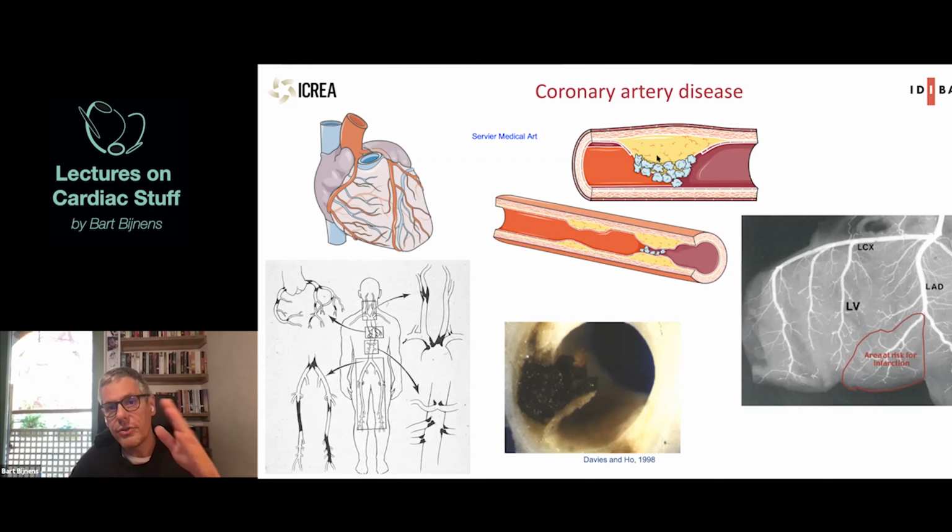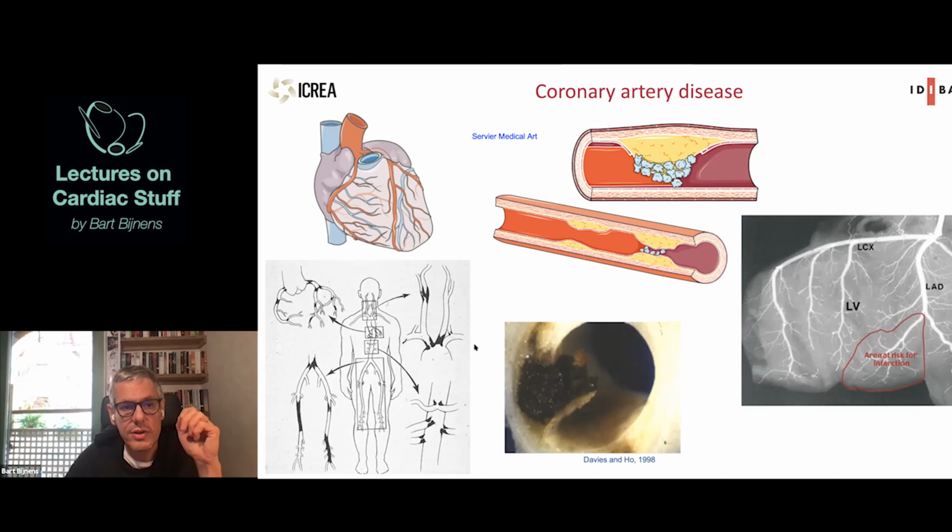Now, there is a lot to do with the composition of these plaques, and whether this is a stable plaque or an unstable plaque, because these plaques can be calcified. Calcified plaques are relatively easy to detect, for example, with CT imaging, but calcified plaques are probably more unlikely to rupture than a pure lipid plaque, for example. But again, that's a discussion for some other time.